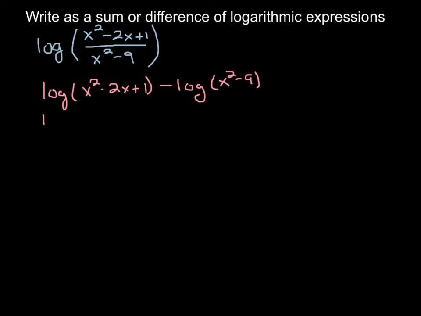So that's x squared minus 2x plus 1. That can be factored to x minus 1 times x minus 1, which is x minus 1 squared. And this guy is log of x minus 3 times x plus 3.